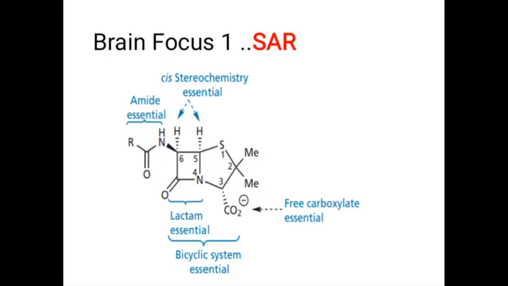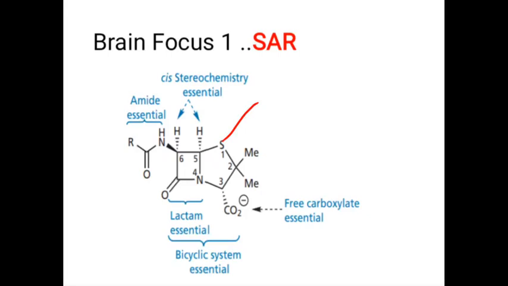So at position number 1, we have got a sulfur. Okay, a sulfur which is not really essential. It can be replaced by nitrogen, oxygen, or carbon. Then at position 2, we have got methyl groups, which are essential. Any substitution at position 2 will result in reduced activity. Position 3, we have a free carboxylate, which is essential for product formation and also for transcriptase interaction.